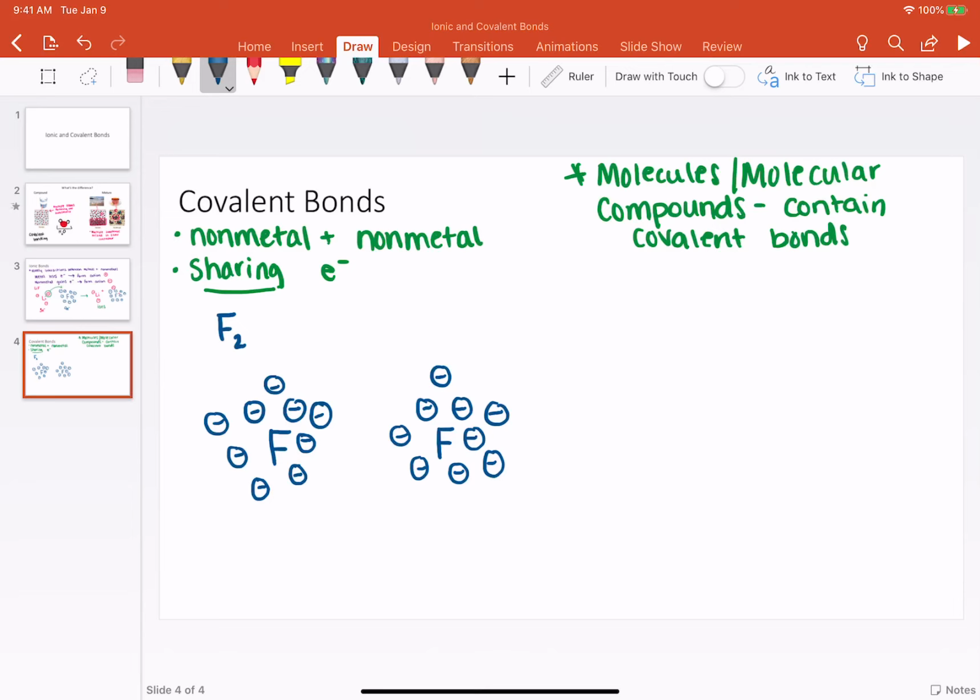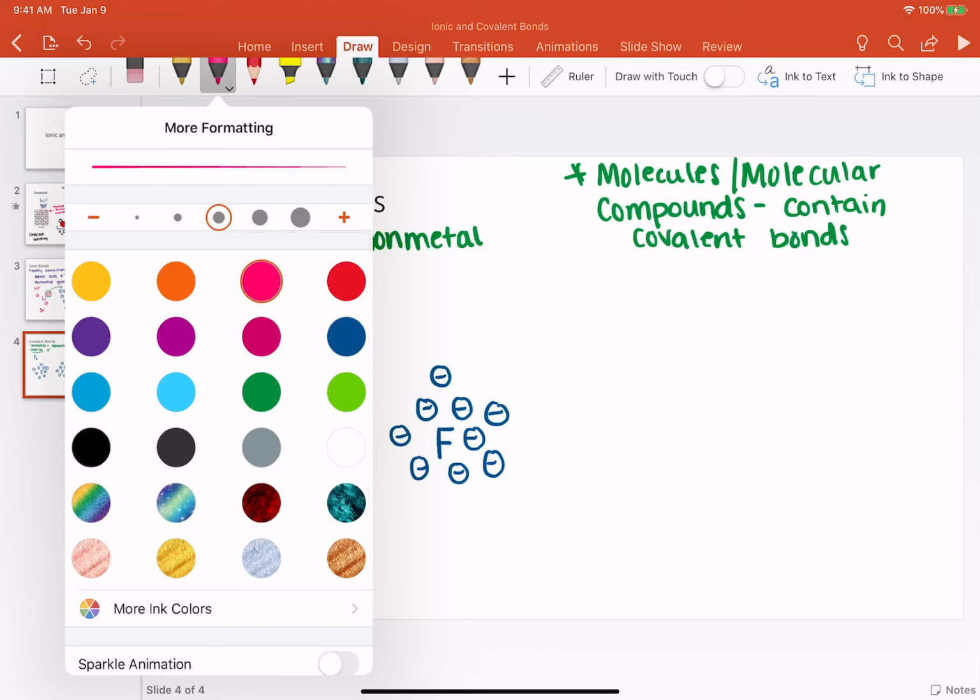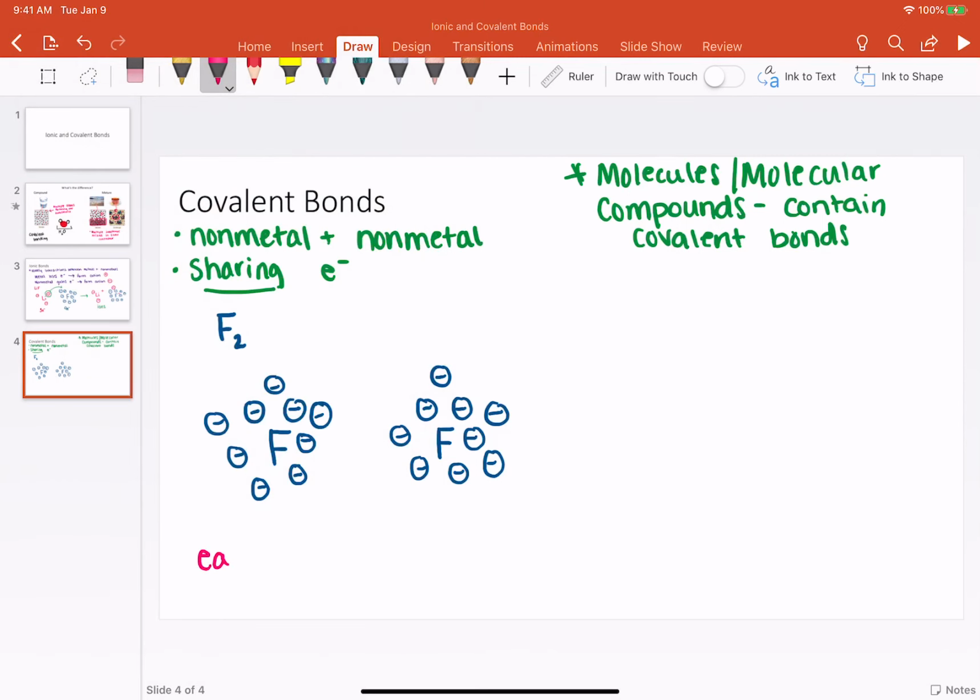So in order to be really stable, these atoms want to have the same electron configuration as a noble gas. So take a look at your periodic table, and you can see that the noble gases have one more electron than fluorine does, which means that in order to be stable, each of these fluorines is going to want one more electron. But that's kind of confusing. How do we do that?